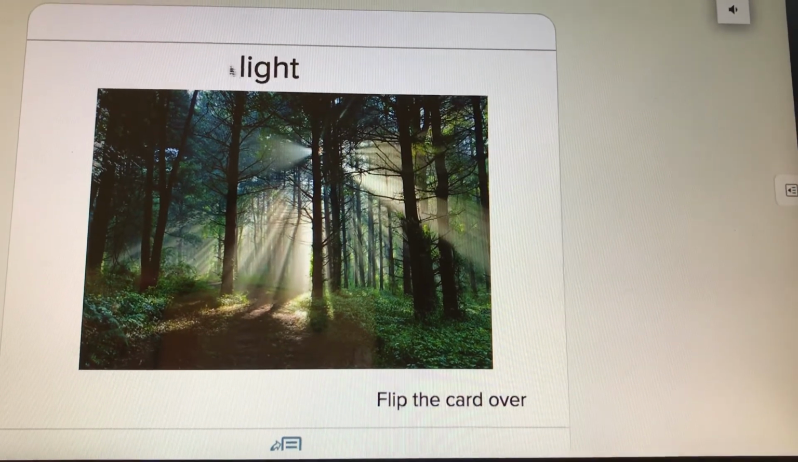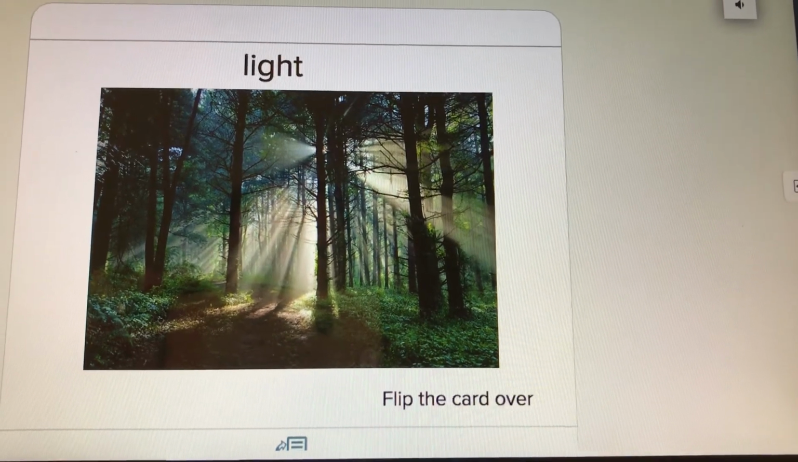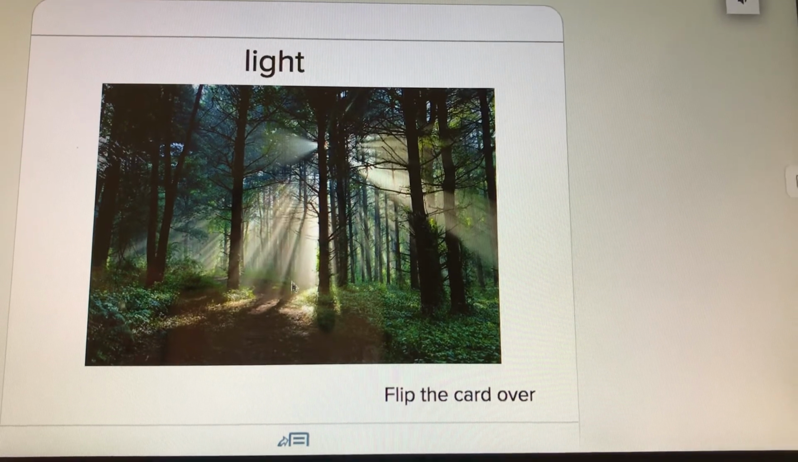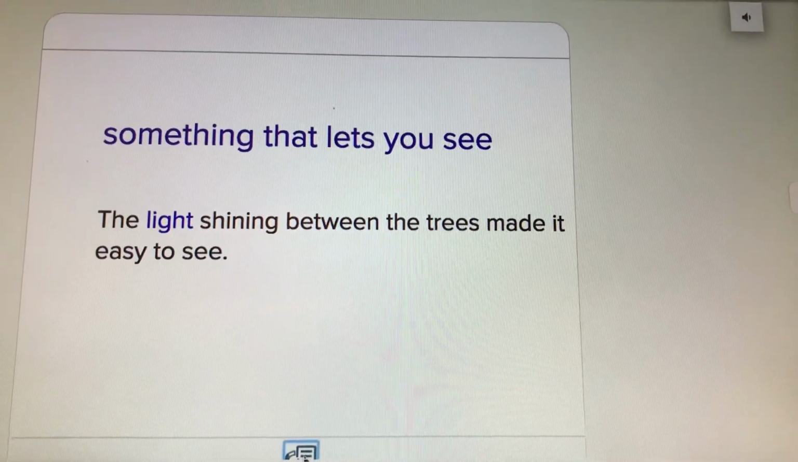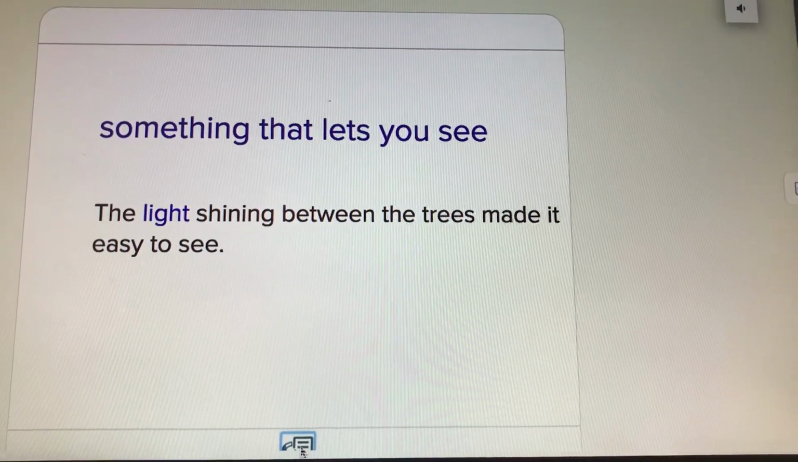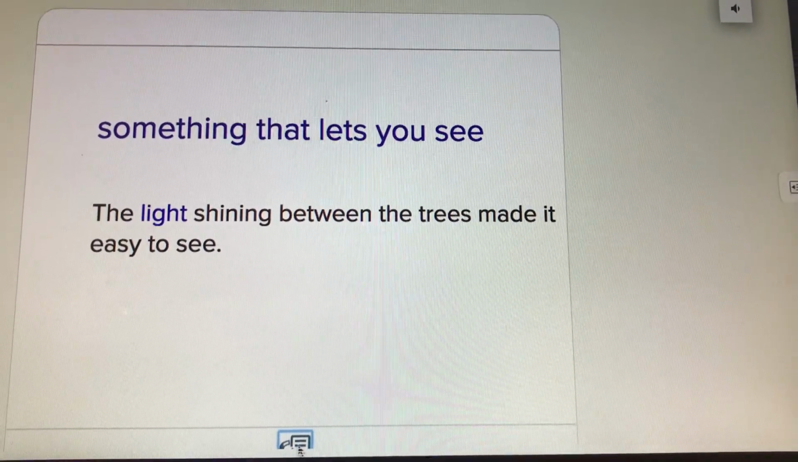LIGHT. This word says light. You can see the light here shining through the trees. And on the back it says, light is something that you see. The light shining between the trees made it easy to see.